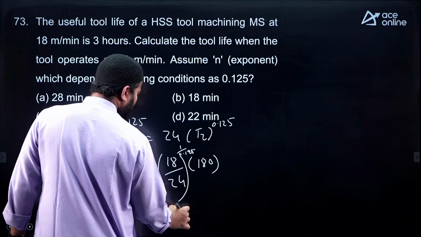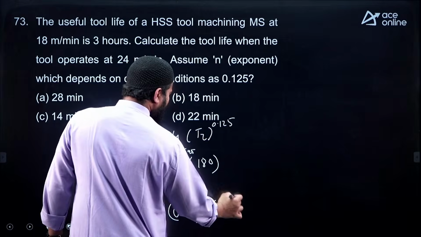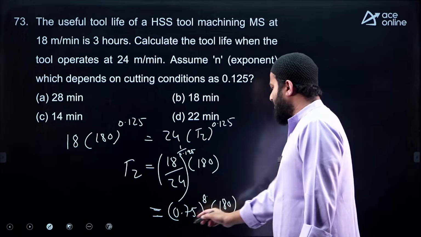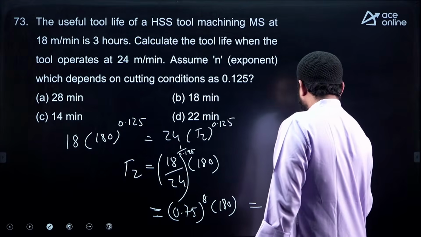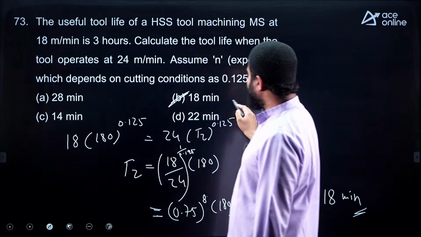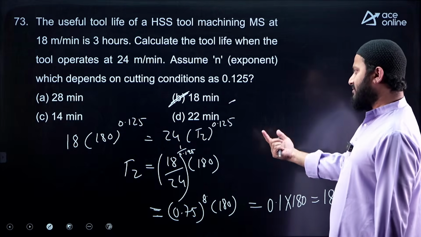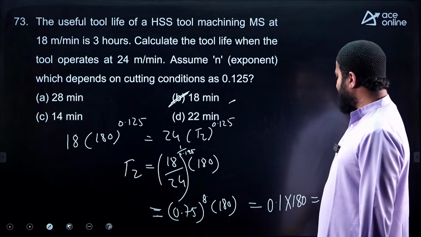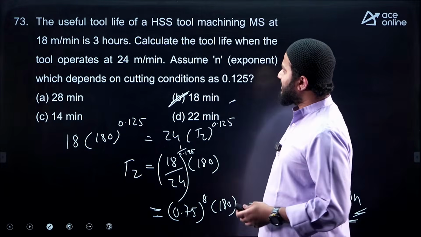So, 3 by 4 will be 0.75 power 8 into 180, or else by using your aptitude reasoning you can go for the percentage calculation. 0.75 power 8 will be approximately 0.1, multiplying by 180 will give you 18 minutes. So the answer is 18 minutes. In an examination hall you may not be able to recollect it, and without a calculator it is difficult, but those who have a proper aptitude approach can easily reach this answer. For that, percentage calculations of your reasoning aptitude is required.